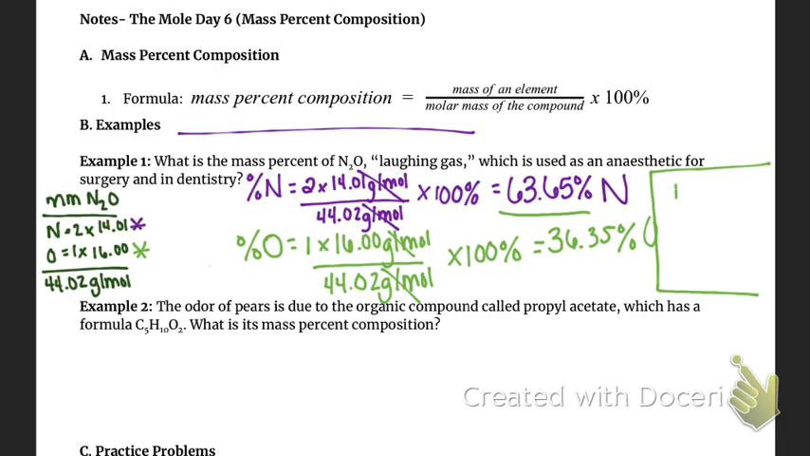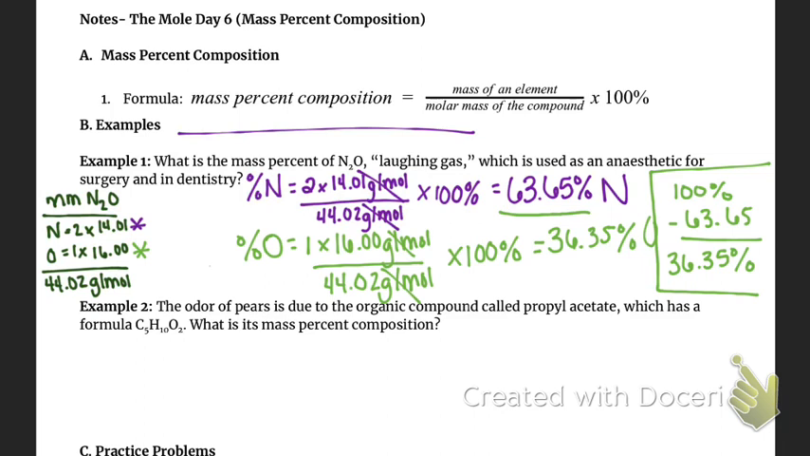So if you take 100% minus the percentage of the nitrogen, the 63.65, you would also get 36.35. Because again, those two elements should add up to 100. That's again another way you can check your work, is when you add these two up, they should be close to 100%. Now, sometimes due to rounding, you might get somewhere between 99 to 101% for your grand percentage total. Again, that's just due to rounding.